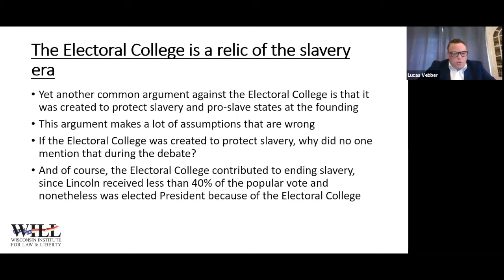And of course, the important point that the Electoral College contributed to ending slavery, since Abraham Lincoln received less than 40% of the popular vote, and nonetheless, he was still elected president, and we all know what happened shortly thereafter.